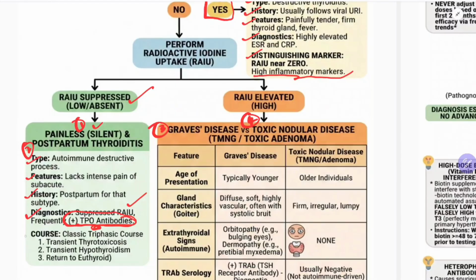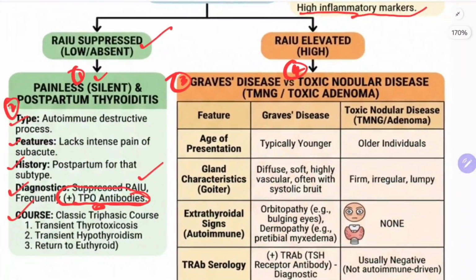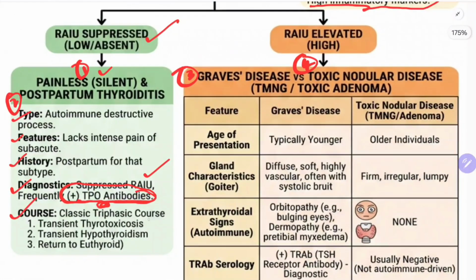Okay, so this type of thyroiditis has a triphasic course, meaning first they will have a transient thyrotoxicosis phase, then they will go on to a transient hypothyroid phase, then they will return to the euthyroid phase, and this typically takes 3 to 4 months. Okay, after 4 months you just repeat the thyroid function test. So here, because it is an autoimmune process, you will have anti-TPO antibodies. First there will be thyrotoxicosis, then hypothyroid, then patient will return to the euthyroid state.